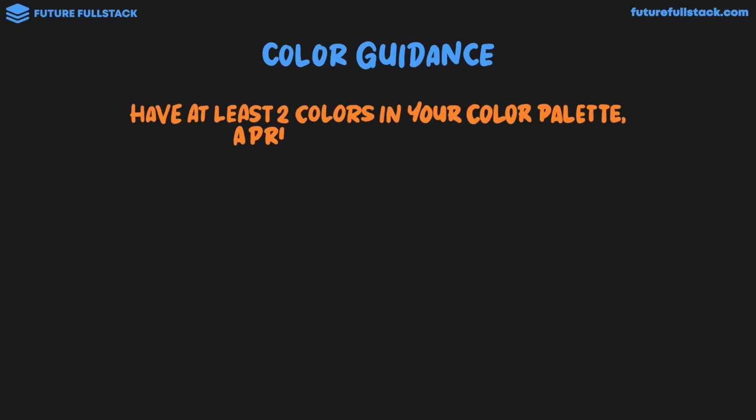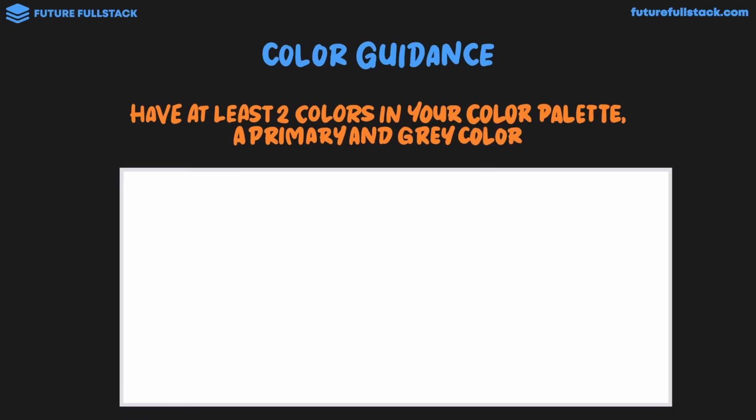Let's now look at some color guidance. The guidance I'll be going through now doesn't only apply to text, but to the web application as a whole. Now the rule of thumb is to have at least 2 colors in your color palette, a primary color and a gray color. Let's have a look at an example of a typical color palette.